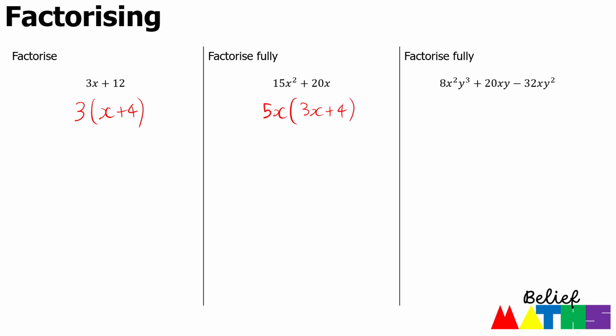Again, no common factors left. Now when they say fully, it means you must take everything out. So you could have just taken 5 out, you could have just taken x out, but that's not fully. Fully means you have to take the 5 and the x out.